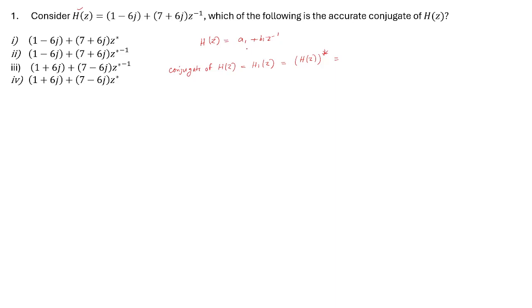So A1 and B1 can very well be complex coefficients. They generally are. Therefore, if the complex conjugate of A1 is denoted as A1 star, H1(z) is going to be A1 star, B1's conjugate counterpart B1 star, and also Z's conjugate version, Z star to the power minus 1.